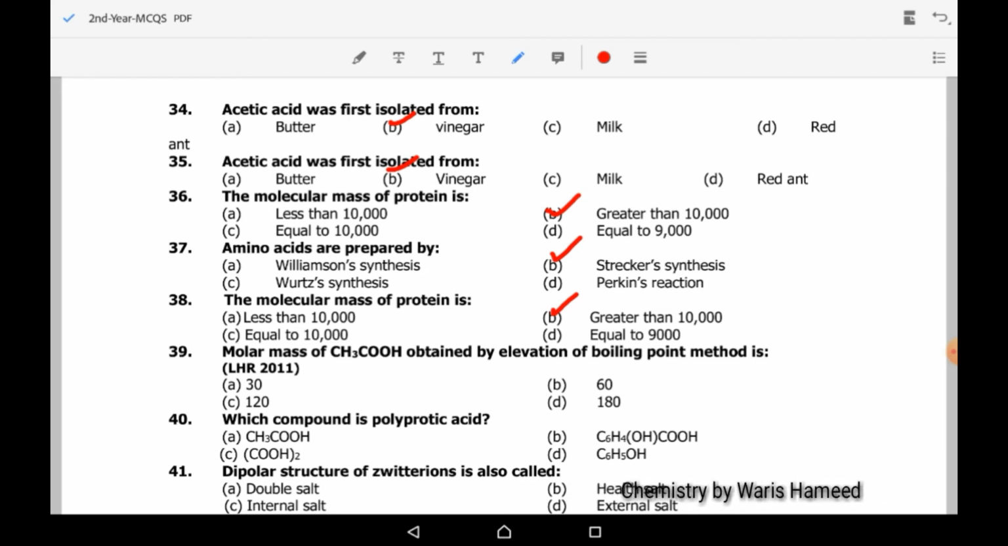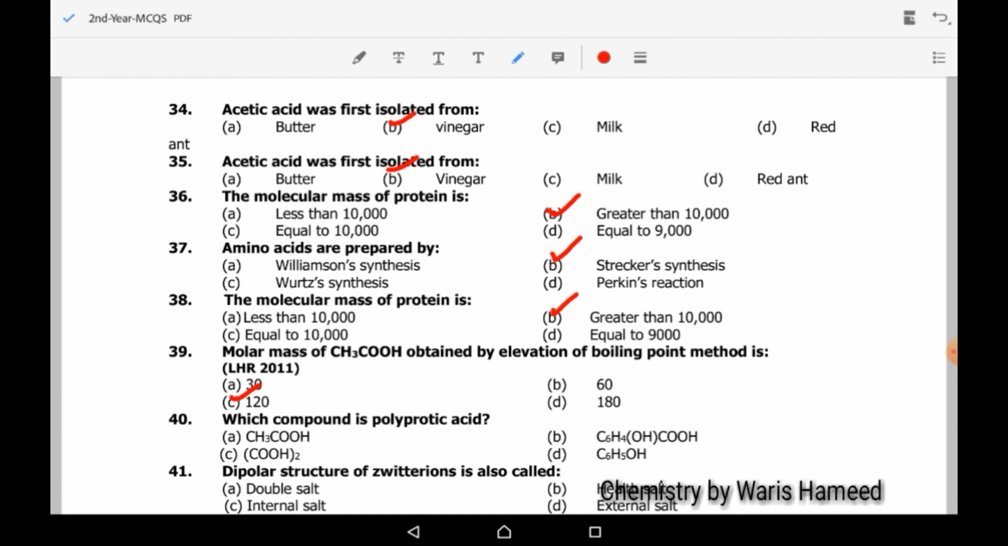39 MCQs. Molar mass of acetic acid obtained by elevation of boiling point method is 120. Why was it 120? Although acetic acid has 60 gram per mole, it is due to hydrogen bonding because the molecules of acetic acid remain in solution as a dimer, so its mass is 120 in case of dimers.